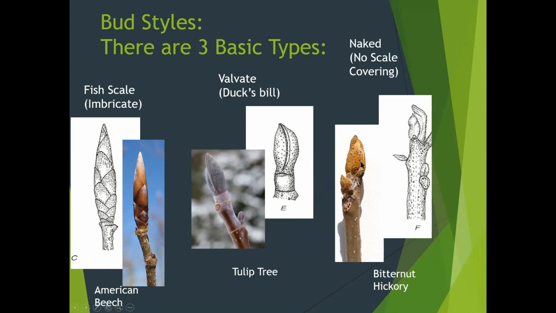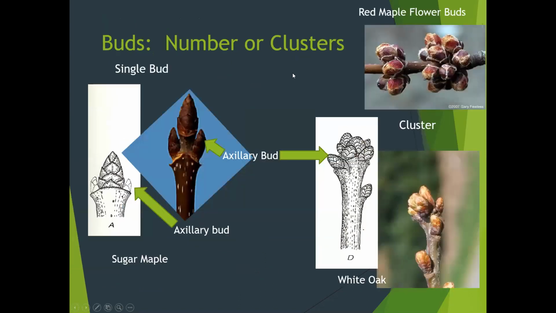So if you look really closely at this, you can almost see the embryonic leaf right here. I don't know if you can see my cursor. So it's sort of dusty and yellow, but this is a bitternut hickory. And that's also another really important identification. And then the number or clusters of buds make a difference.